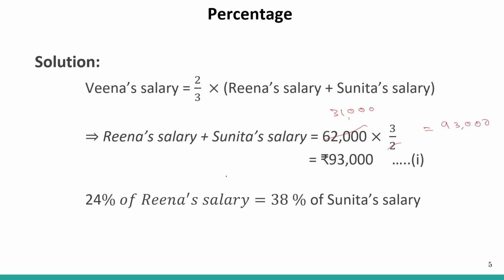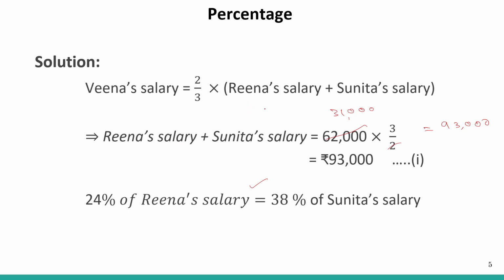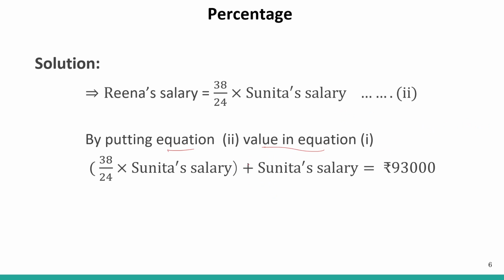Okay. So 24% of Rina's salary is equal to 38% of Sunita's salary. This is what we are given. So Rina's salary is equal to 38/24 into Sunita's salary. Okay. So by putting the second value in equation 1, we have this equation. And we are putting the values in the first equation, that is this one.